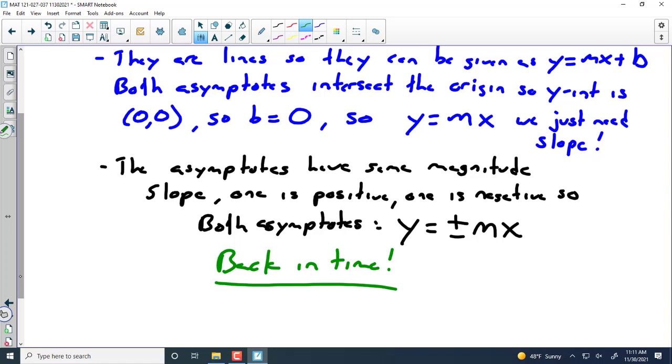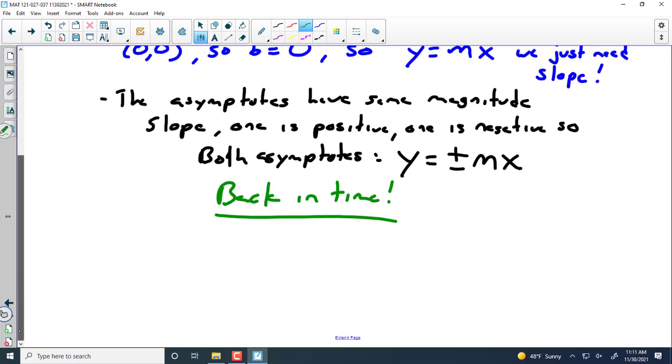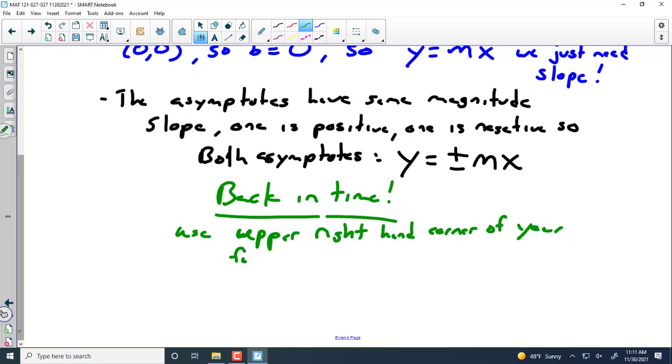I'm about to go back in the notes, and we're going to find some asymptotes together. Use the upper right-hand corner of your fundamental rectangle. I'm going to show you the quickest way to find the asymptotes. And it's all about using the upper right-hand corner of your fundamental rectangle. This will allow us to find the asymptote on any hyperbola pretty quickly.